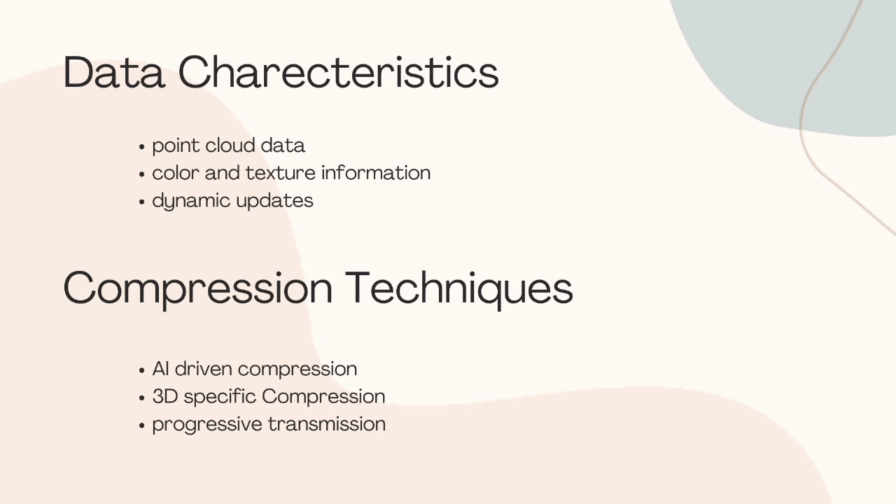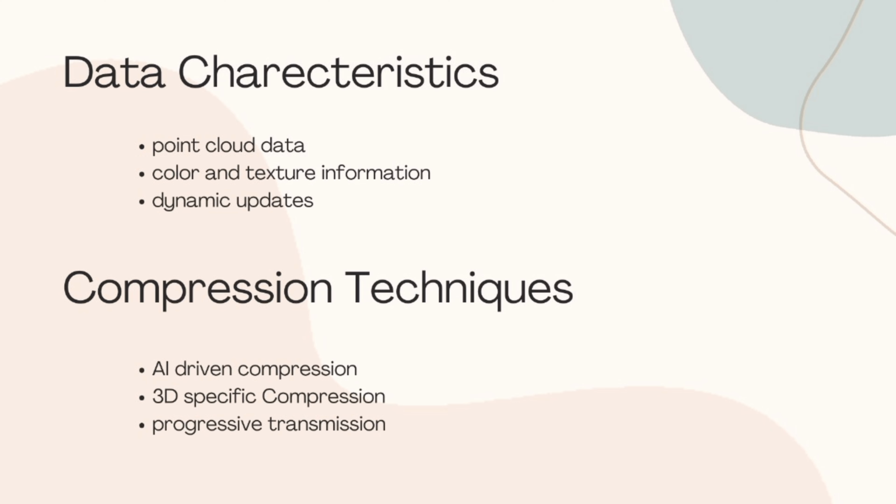The last one is temporal redundancy reduction. In dynamic point clouds, successive frames are often similar. PCC minimizes storage needs by encoding only the differences between consecutive frames. The high compression ratios with minimal quality degradation are especially useful for real-time holographic streaming.